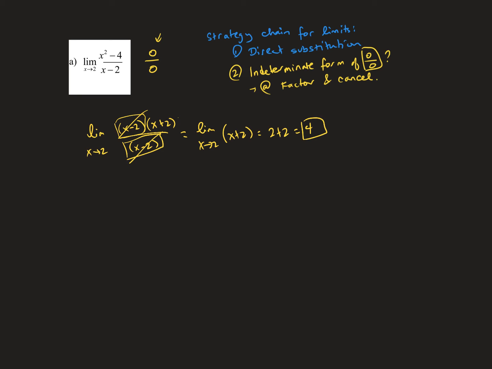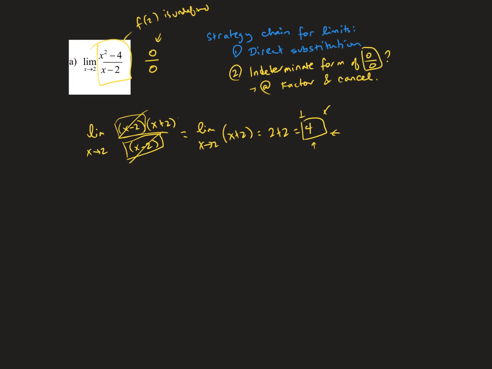Now just a word of clarification. If I had this as a function, and I were to ask, what's f of 2? If I plugged 2 into the function, I get 0 over 0, which is undefined. But because I'm talking about a limit, when I cancel that and do the direct substitution, I'm actually finding the y value that it approaches. So what would happen in this graph is the y values would get close to 4, but there would be a hole at that point.